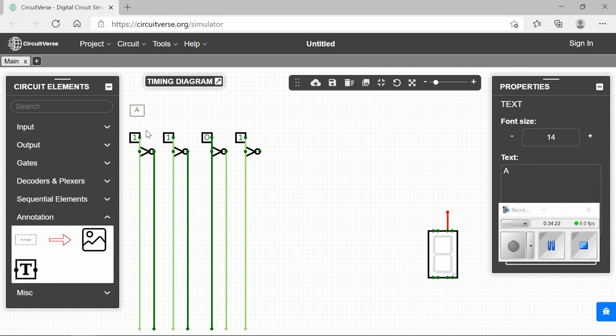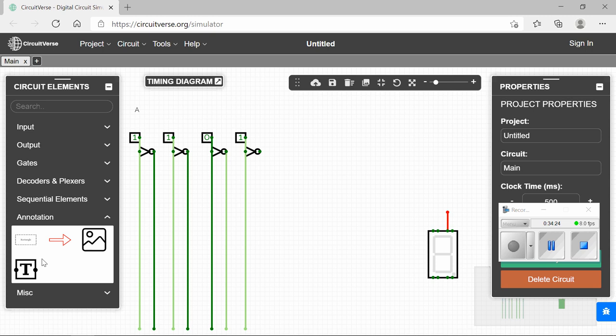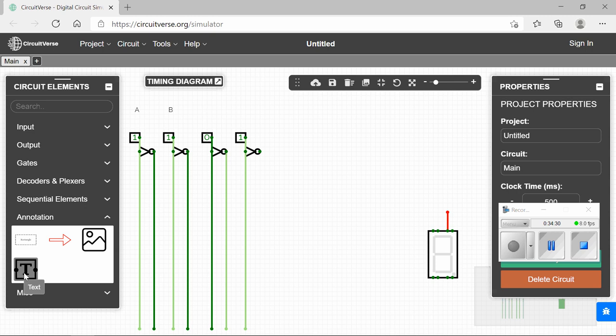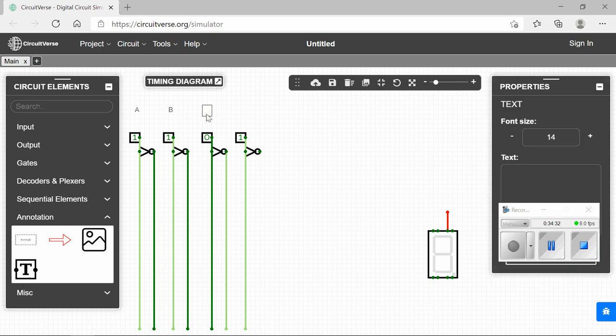Here we go. A, B, C, and D. And this over here, this is our segment, lowercase a.